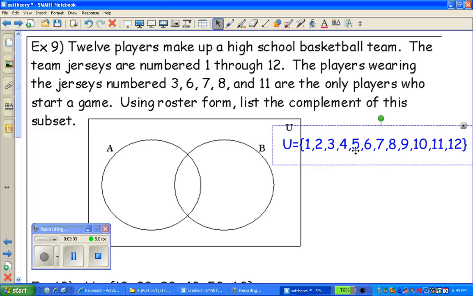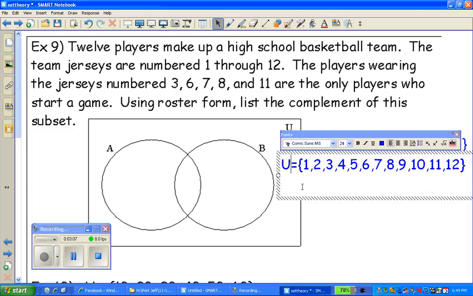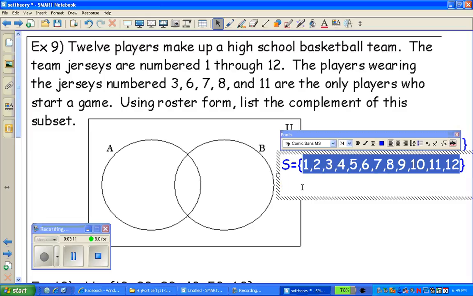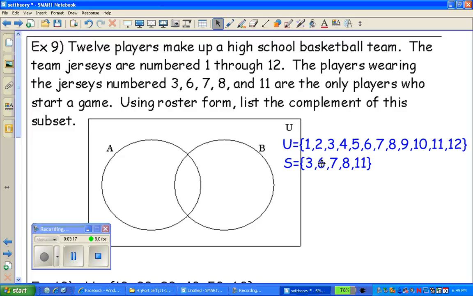I'm going to define my own subset. I'm going to call the starters on the team set S. And we know from the example that the starters wear 3, 6, 7, 8, and 11. So far I have the universal set, all the jerseys. I define the subset, the starters, as S, as 3, 6, 7, 8, and 11.